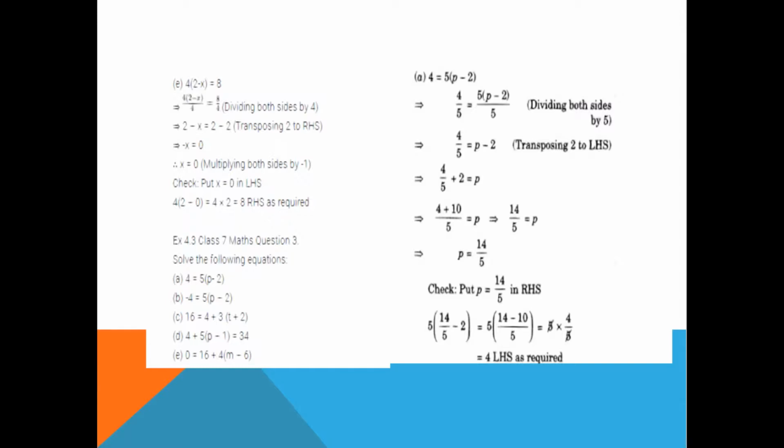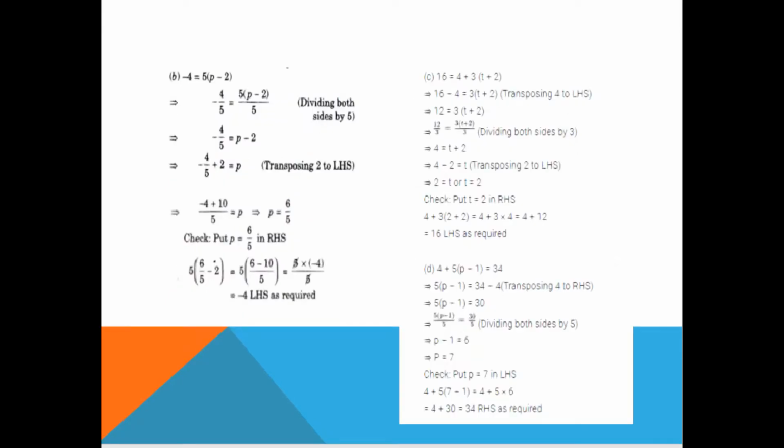We can check it by putting it on our right hand side, that is 5 into (14 by 5 minus 2), which is 5 into (14 minus 10) by 5. 5 will get cancelled with 5. Answer comes out to be 4, which is your left hand side. So answer again comes out to be equal. Same way you can solve for B, C part.